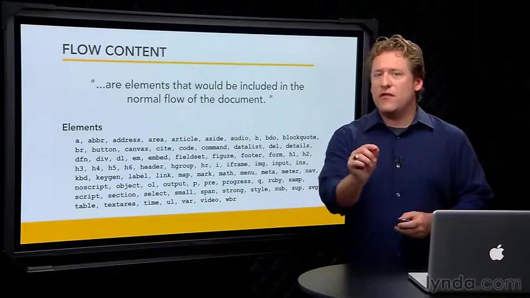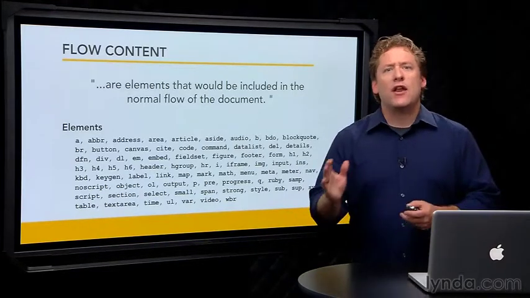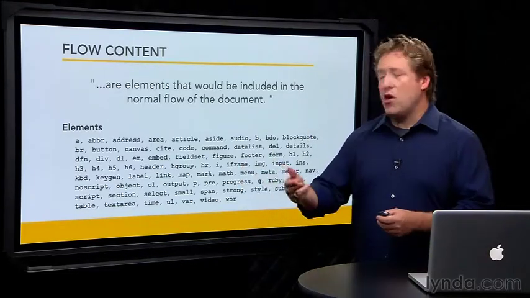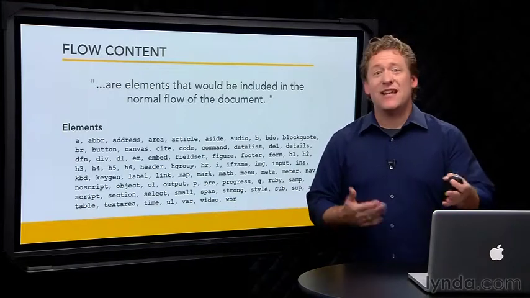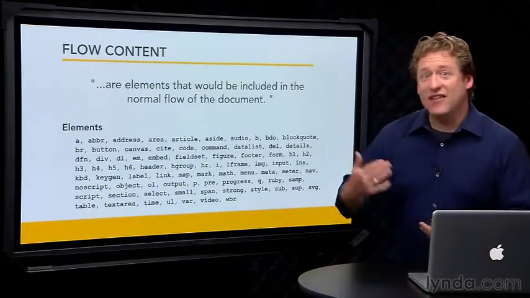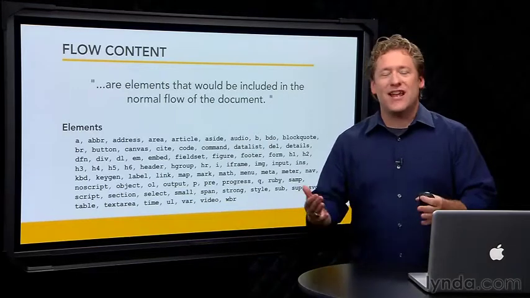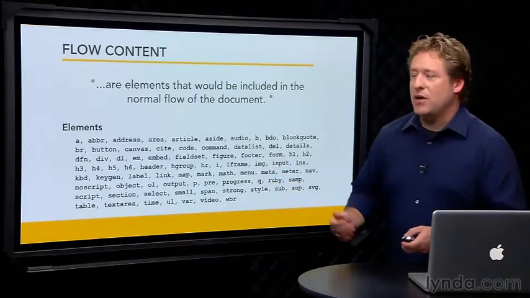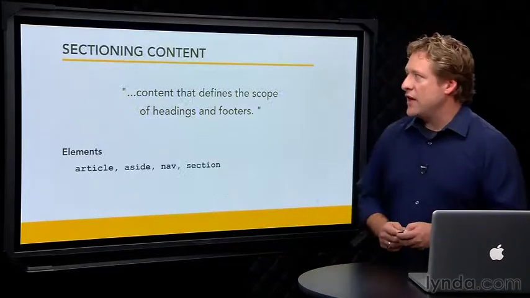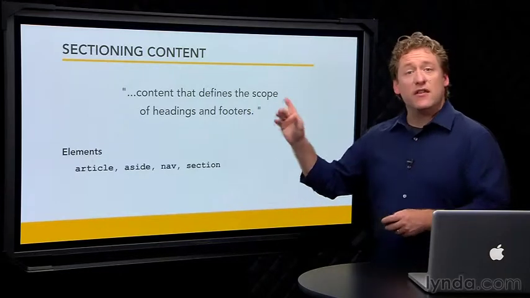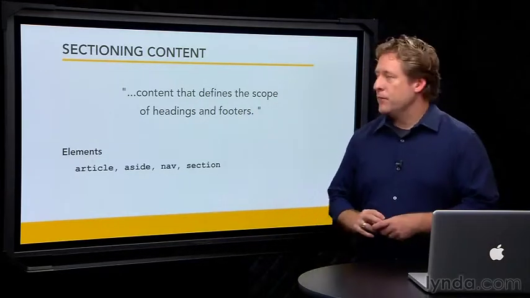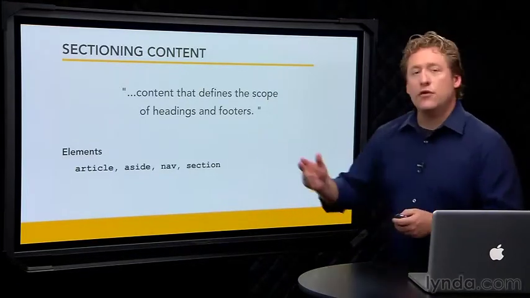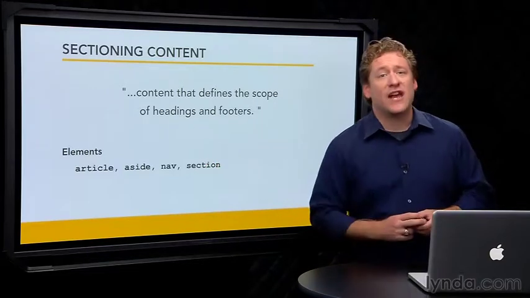Note here that being identified as flow content has no bearing on how the content is displayed within the user agent. Sample elements include the anchor tag, article, aside, blockquote, canvas, details, div, form, heading tags, hgroup, nav, section, span, strong, table. I think you get the idea. As you can see, if it can fit within the body tag, it's probably considered part of flow content. Finally, sectioning content is content that defines the scope of headings and footers. Using these elements will create a new section within the document. Section elements include the article, aside, nav, and section tags.